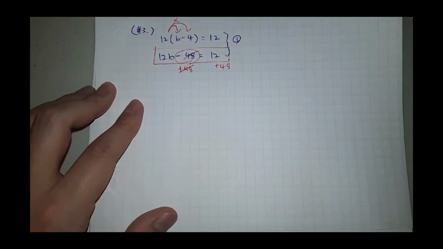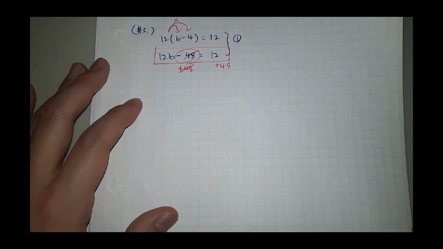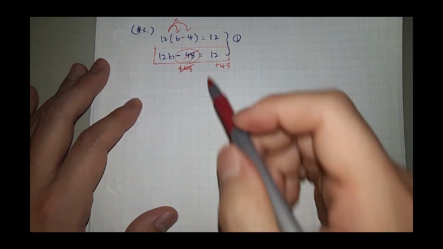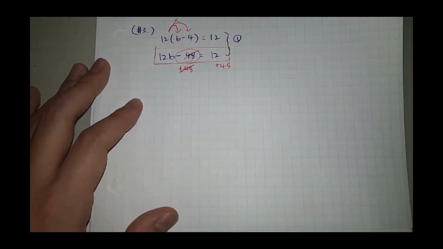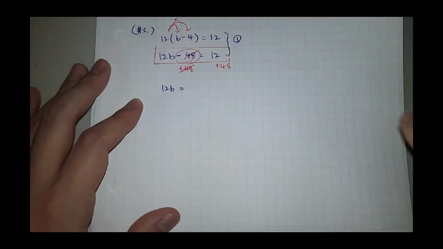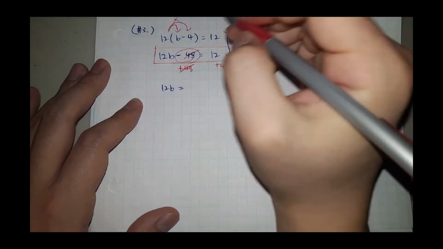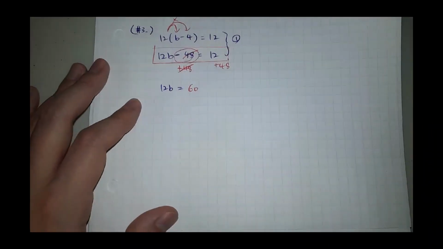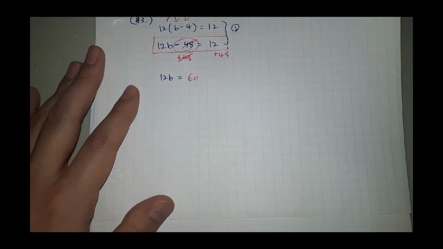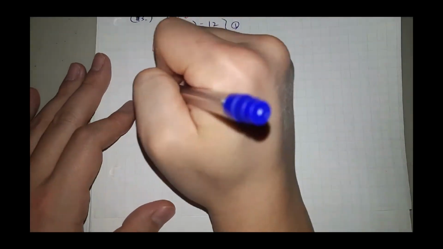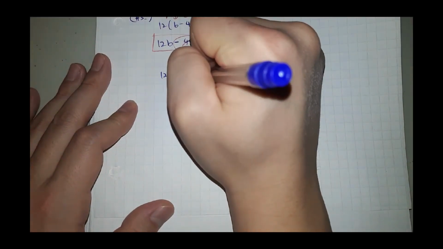So that should cancel. And when you do your equation, you generally should see something completely cancel. Then you're on the right track. Then 12b is equal to 12 plus 48, that's 60.